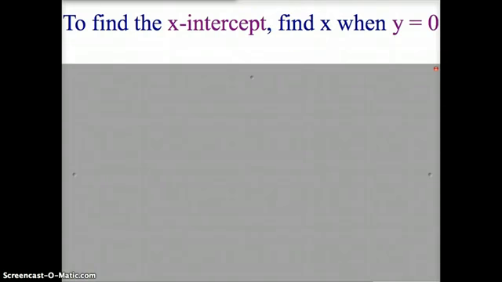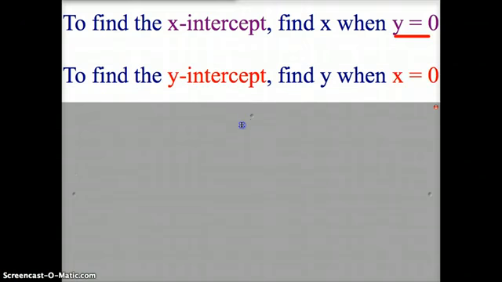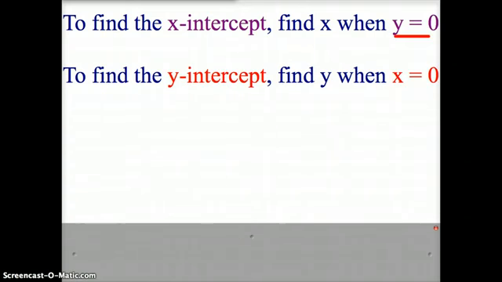To find the x-intercept, we're going to find x when y equals 0, since all the y values are 0 when you're on the x-axis. Conversely, to find the y-intercept, you're going to find y when x equals 0, since all the x values equal 0 on the y-axis.